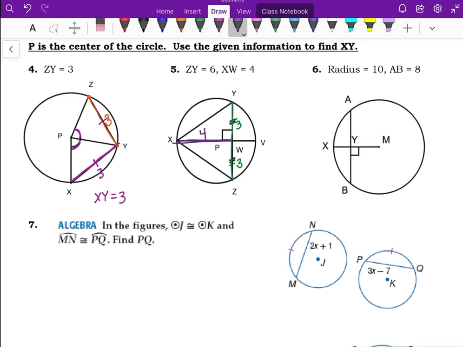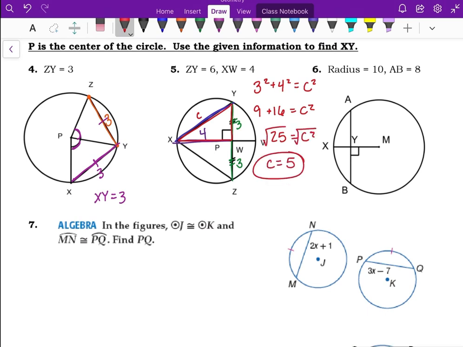I'm also told that XW, this portion, is 4. Now, since these are right triangles, and I need to find XY, which is right here, I'm going to use the fact that this is a right triangle to solve for XY using the Pythagorean theorem. So 3 squared plus 4 squared equals c squared, or this will be c. And then I get 9 plus 16 equals c squared. So that's 25 equals c squared. Square root both sides, and you end up with c is equal to 5. So XY is 5. And I'm going to skip number 6, and you can do it if you'd like.